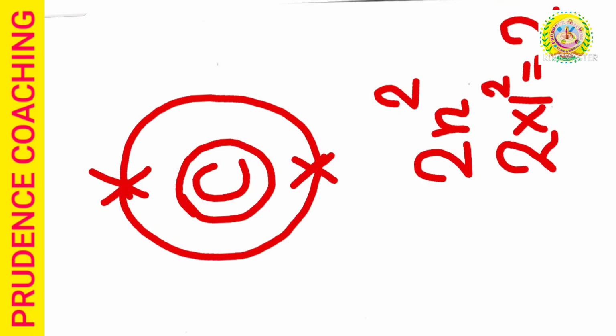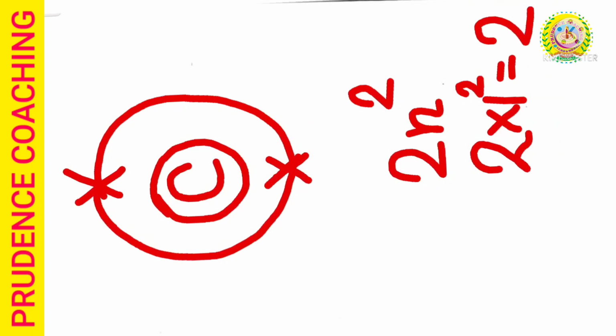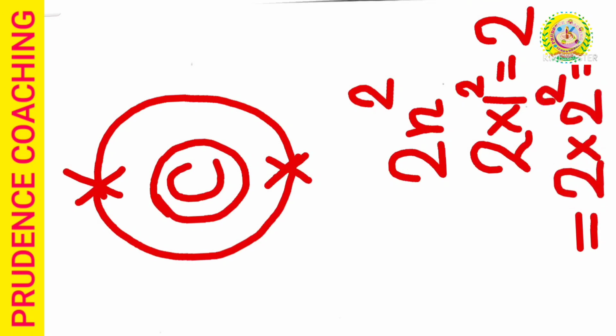In the next shell, that is the second shell, how many electrons can be there? 2 into 2 square. As it is the second shell, so the value of n will be 2. So 2 square is 4, 4 2s are 8. That means in the L shell, maximum 8 electrons can be there.